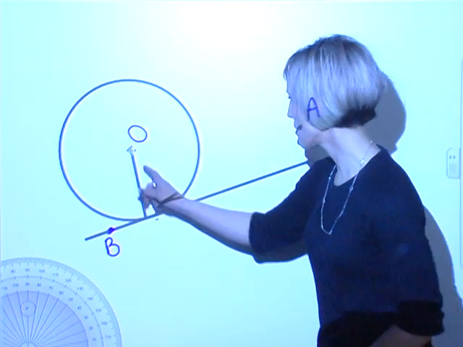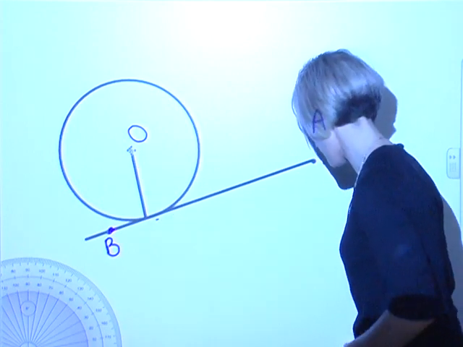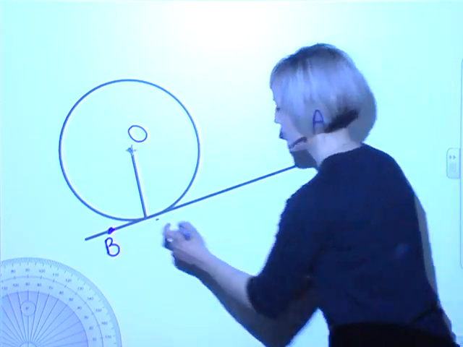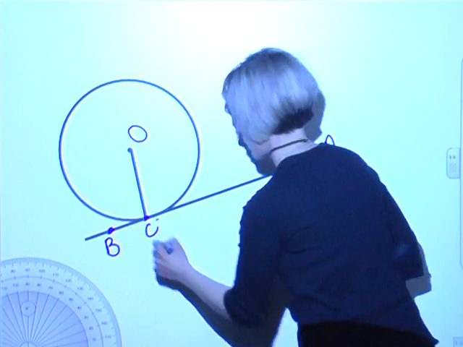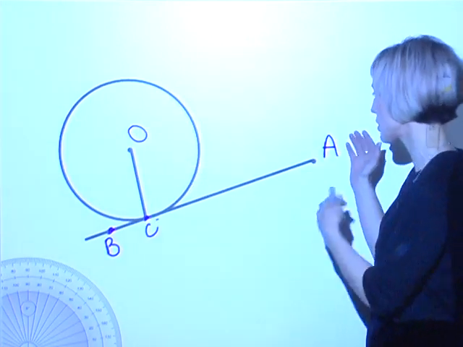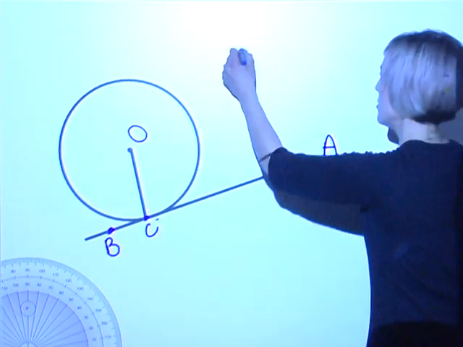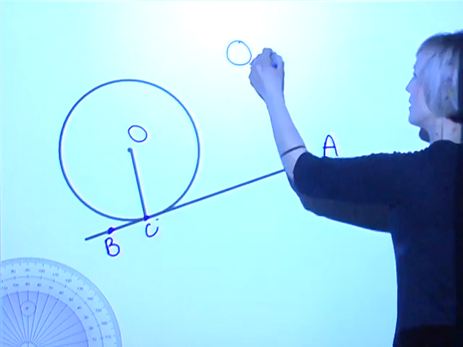Now we need to measure with your protractor the angle formed between the tangent and the radius. So we're going to measure this angle here. The point where the radius touches the line segment, let's call that point C. So you're telling me to measure angle OCA, or we could call it ACO, or we could even call it angle C, right? So we're measuring angle OCA.